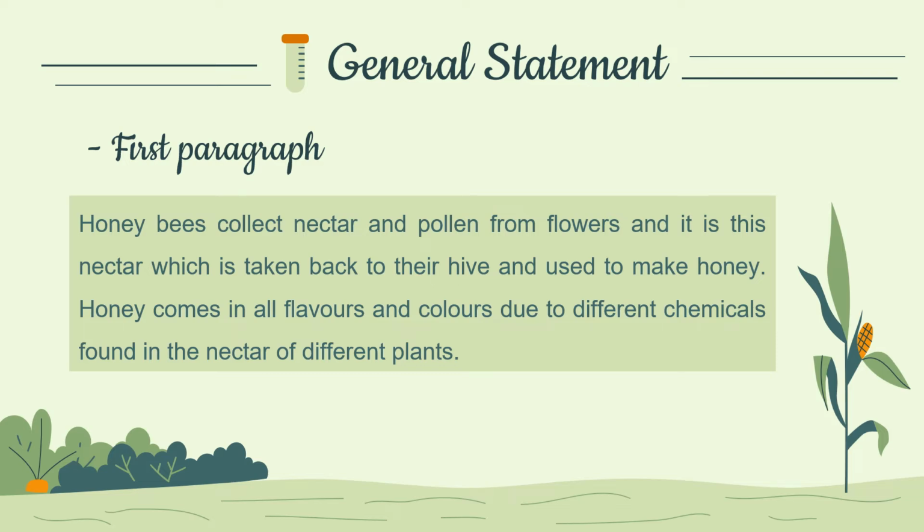The first section goes to general statement, which is usually placed in the first paragraph. It actually goes the same way in my case, because this part consists of a general introduction of the issue that we are going to explain. From this section, we get to know that honeybees collect nectar and pollen from flowers, and it is this nectar which is taken back to their hive and used to make honey.